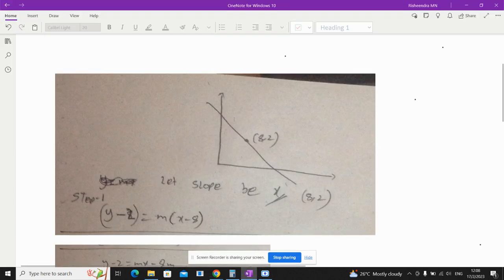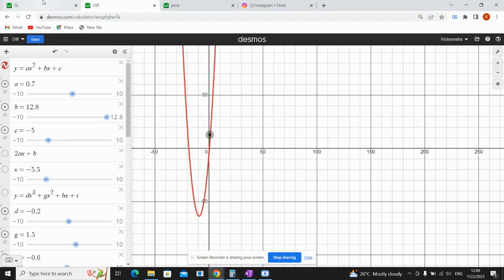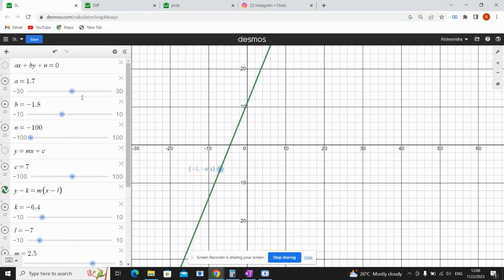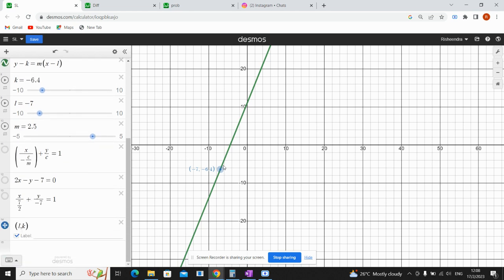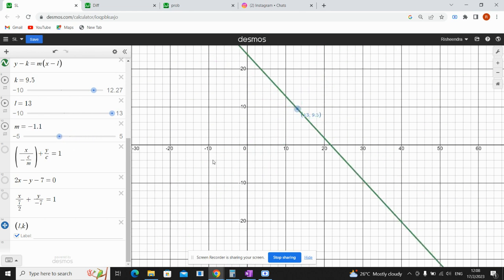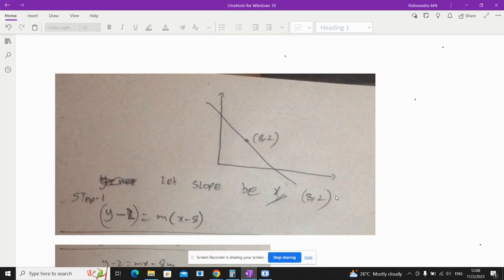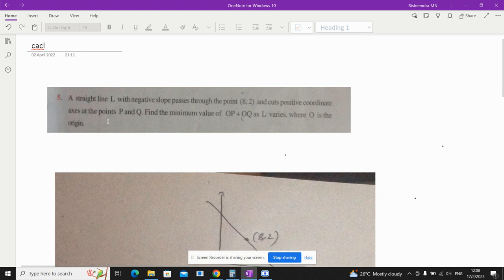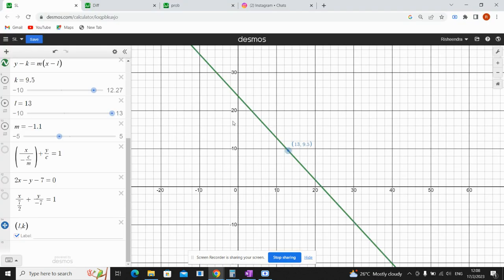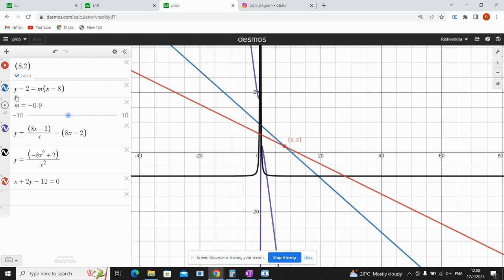Here it is mentioned that it has 8, 2 and a negative slope. Let's see how we represent it. 8, 2 is in the first quadrant. In the first quadrant, when the slope is negative, it hits the positive x and positive y intercepts, just like it is mentioned in the question. We have to find the minimum value of the sum of the intercepts. Let's look at that question.